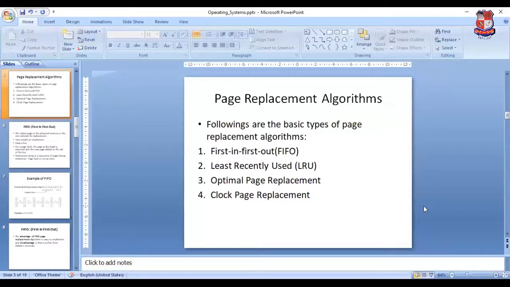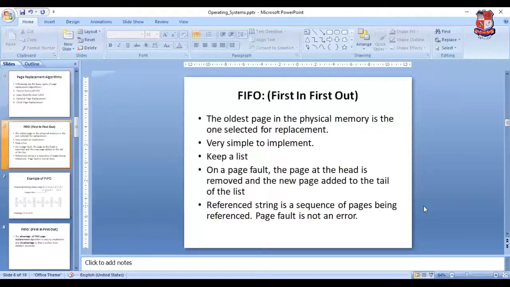Now, page replacement algorithms. Following are the basic types of page replacement algorithm. First one is first in, first out. Second is least recently used. Third is optimal page replacement. Fourth is clock page replacement. First, we discuss first in, first out.